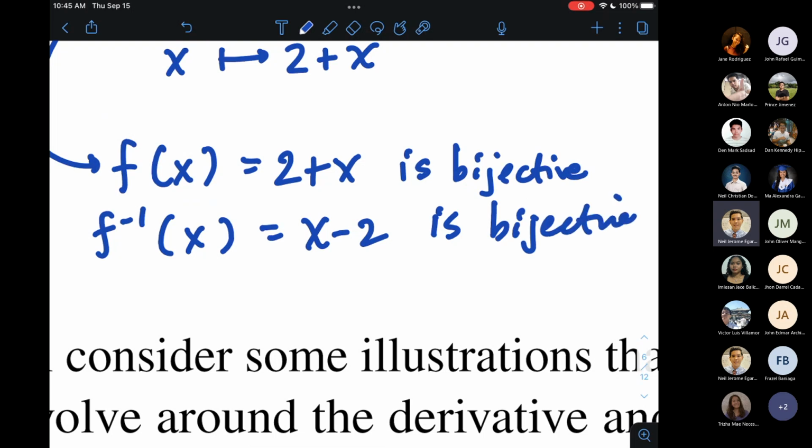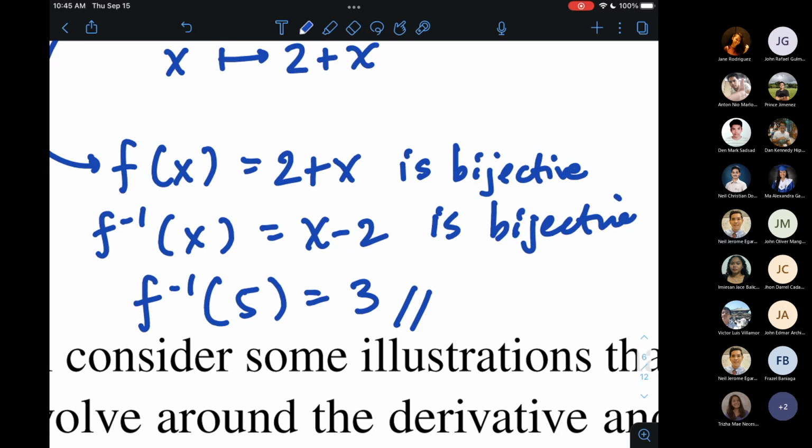So if we want to answer the inverse problem, what should be added to 2 to get 5? That means the solution will just be f inverse of 5, right? Which is basically equal to 3. So there is a unique solution, right? So there's a unique solution to our inverse problem. Now, okay, so H1 and H2 are now satisfied. May nag-exist na solution, which is 3.